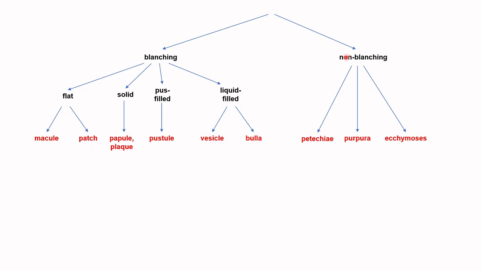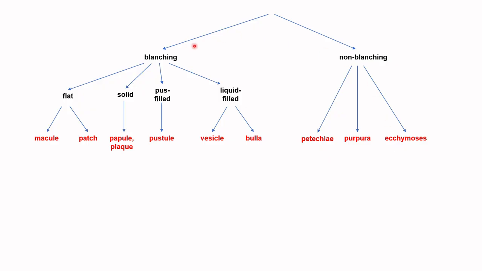The subdivision here among the non-blanching ones is essentially based on size. We'll see that later on again. And so the medium size, sometimes people don't take so much care about the size, then they would generally talk about purpura. But if you want to be very exact, if they are only very small spots, or small red spots, then you would talk rather about petechiae. And if they're big, then you would talk about ecchymosis.